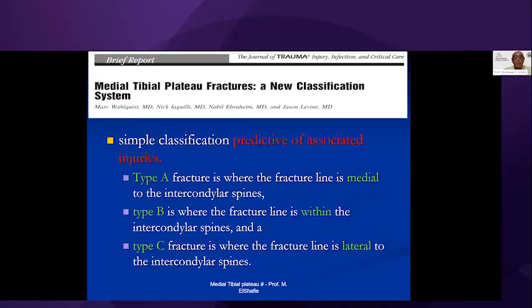This paper looked at a new classification with a prediction of associated soft tissues, and they classified the medial condyle fracture into type A, where the fracture is medial to the intercondylar eminence, B, within the eminence, and C, passing lateral to the eminence, which is the entire condyle type described by Moore.